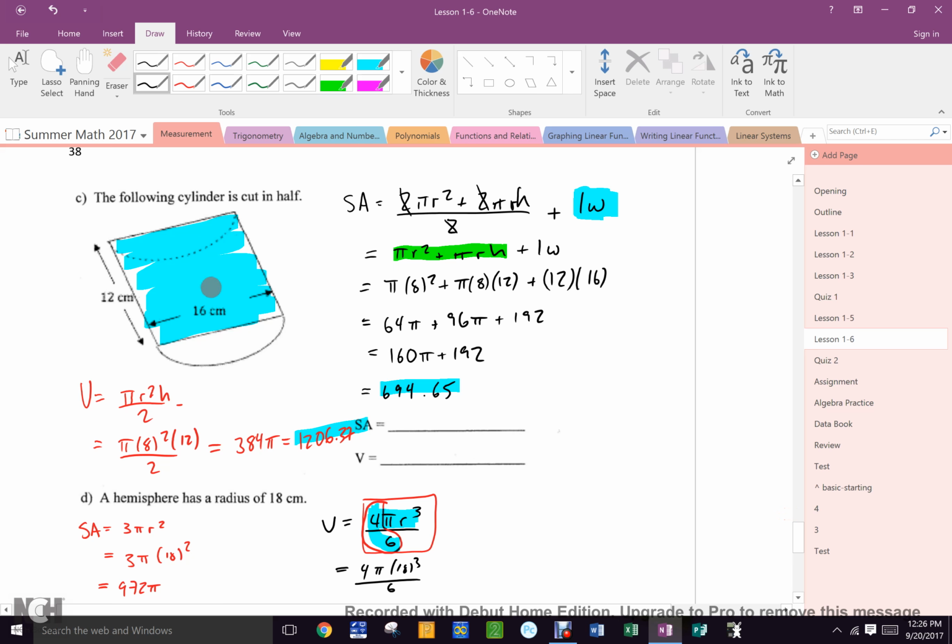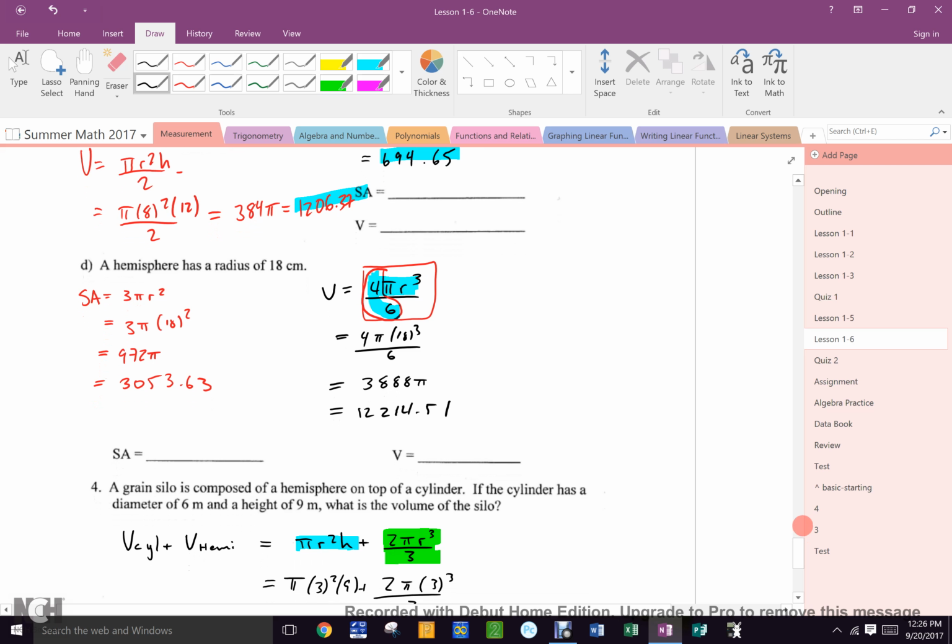So this cylinder is cut in half, so for surface area, I wrote out the whole surface area, divided by 2, canceled the 2's, so that covers the cylinder. But when I cut it in half, I created this new triangle, new rectangle, which I have right there. So I added it all up. And then volume, it's just cutting in half. And hemispheres, we just followed the formulas. So you just fill them in and do it.